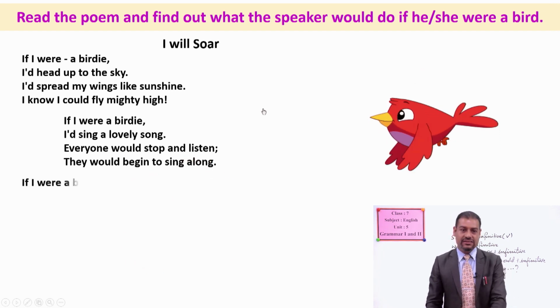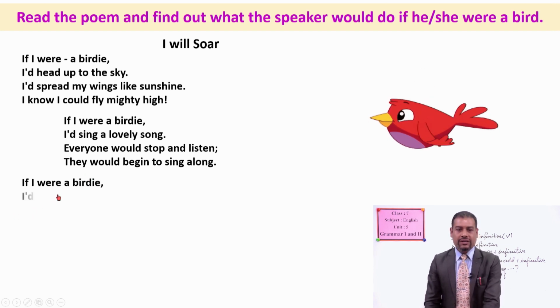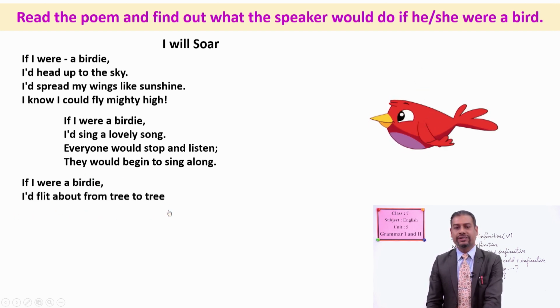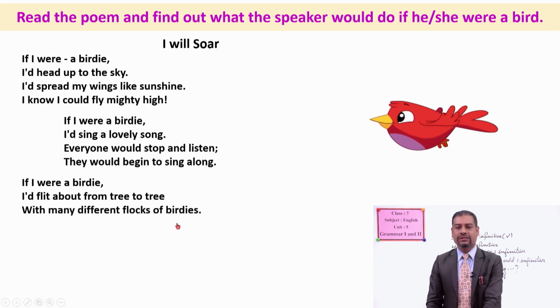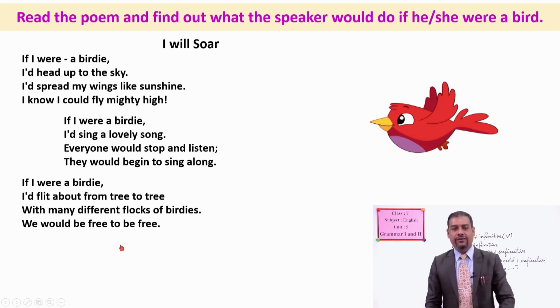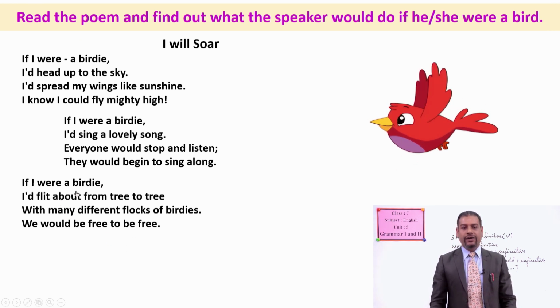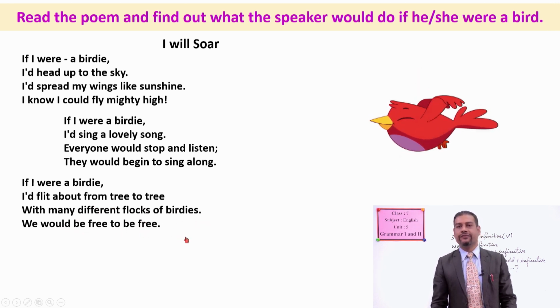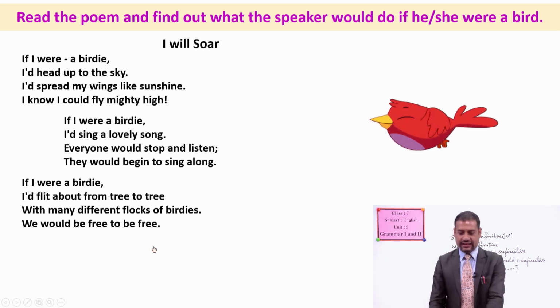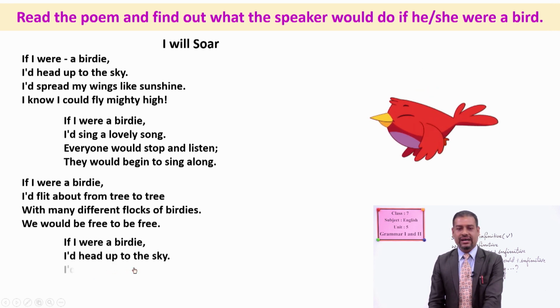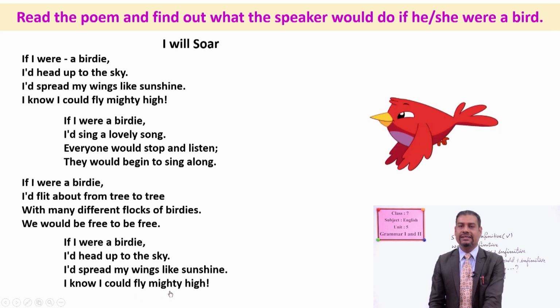Okay, now we have another stanza. If I were a birdie, I would flit about from tree to tree with many different flocks of birdies. We would be free to be free. Okay, now all of you once again read it out. If I were a birdie, I would flit about from tree to tree with many different flocks of birdies. We would be free to be free. Next stanza, the last stanza. If I were a birdie, I would head up to the sky. I would spread my wings like sunshine. I know I could fly mighty high.